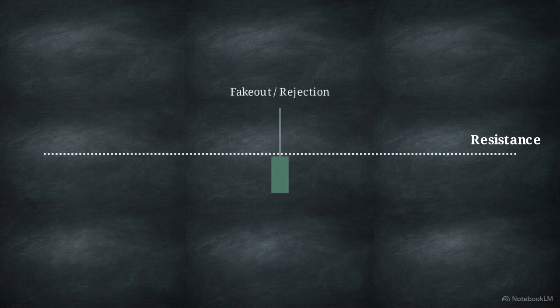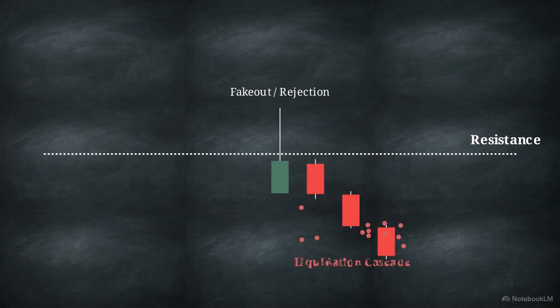The green candle retreats, leaving a long wick, followed by rapid red candles slicing downward. This creates a liquidation cascade. As price drops, breakout buyers' stop losses hit, forcing them to sell, accelerating the momentum.